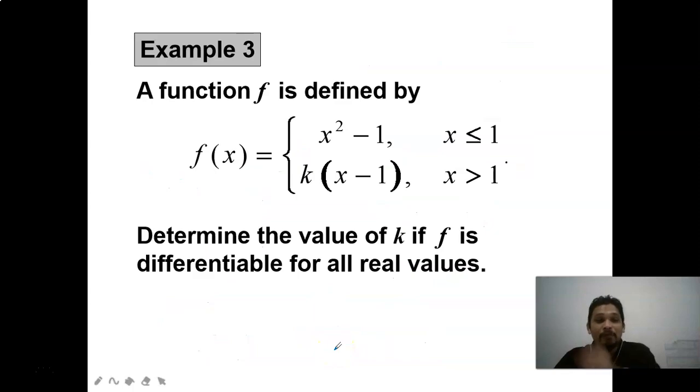Okay, now a function f is defined as f(x) equal to x squared minus 1. Determine the value of k if f is differentiable for all real values. So we are going to find out what is the value of k here, and the key is both of this function is differentiable for all real values.